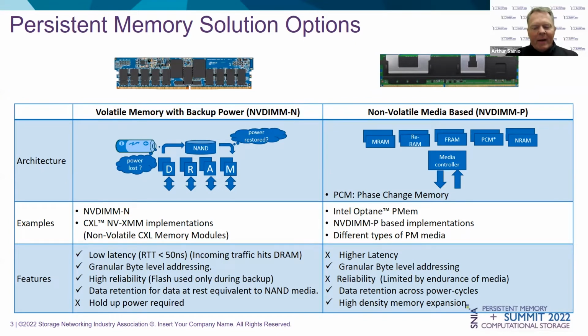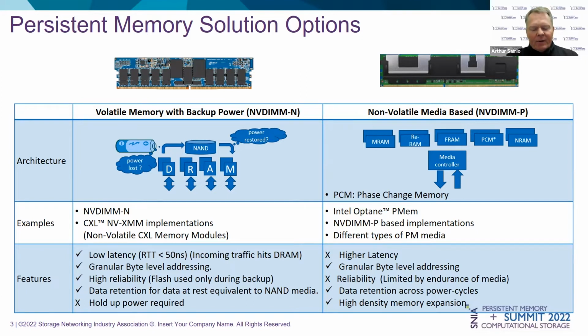So there are essentially two main types of persistent memory options in the industry today. On the left-hand side, you have NVDIMM-N. That's volatile memory, DRAM memory with power backup. It offers low latency, typically less than 40 nanoseconds, the same as DRAM. It has granular byte level access, high reliability and unlimited endurance, which is the same as DRAM. It has data retention equivalent to the NAND media that's used on the NVDIMMs, typically in the medium density ranges. The drawback is the backup holdup power that is required for NVDIMMs. And we'll also be talking about the CXL enabled NVDIMMs in the next few slides.